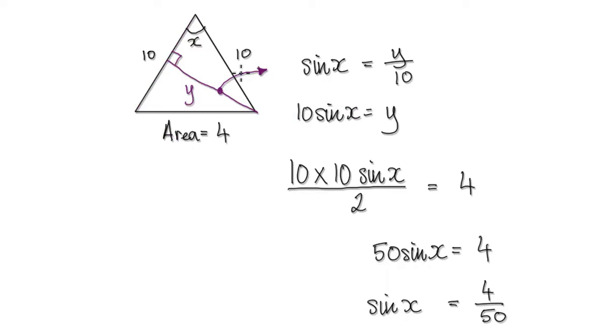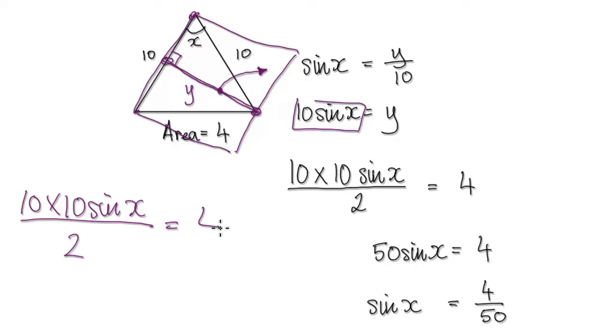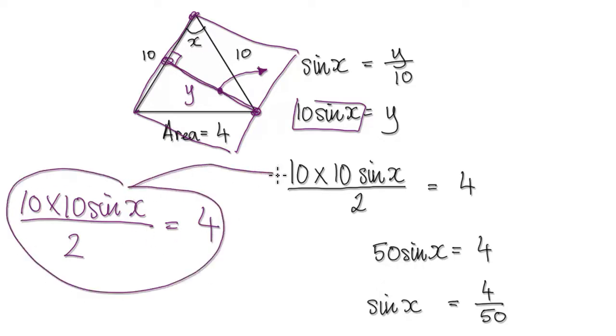So hang on, let's start again here. If I get this length, which is 10, and then times the vertical height, which is this length here, 10 sine x, that will then give me the area of this rectangle, and then if I divide it by 2, it will give me the area of the triangle. But I want the area of the triangle to have an area of 4, so I set it to 4. So basically this will then take us to here.